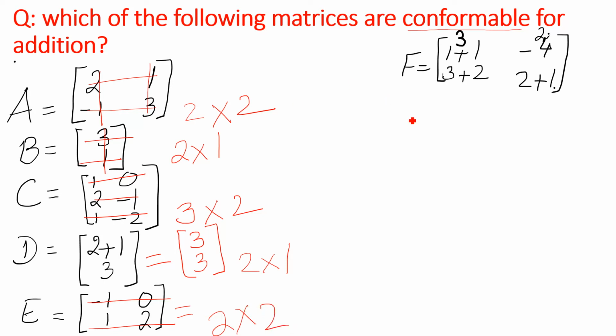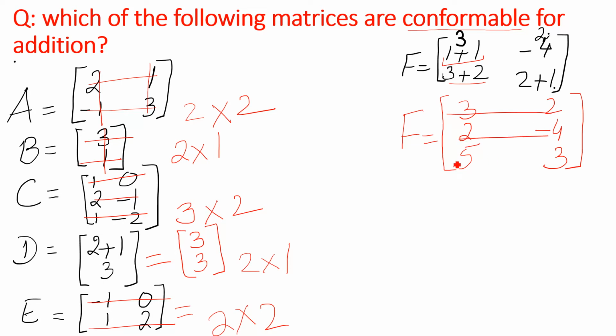Now move on to F. Here we have to write down F again. See, the first row is the same, 3 and 2, and for this it is 1 plus 1. You have to add these two. You cannot add this one because this is a little bit far from this. So it will be 2, this will be 5, and this is minus 4 and 3. Now what is the dimension? These are 3 rows and 2 columns, 3 by 2.